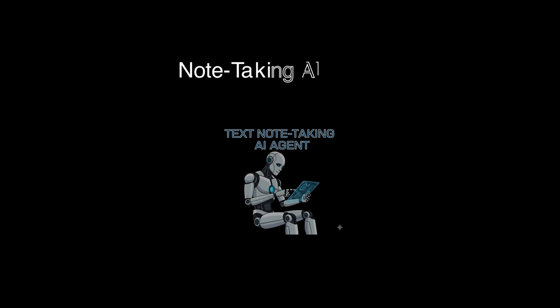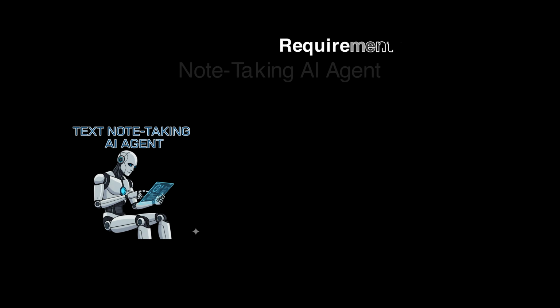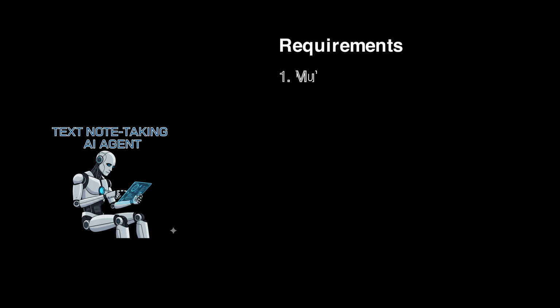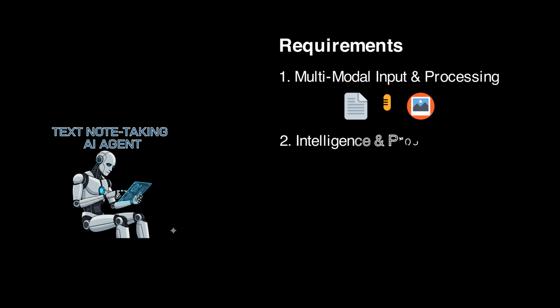Now let's design our system. We'll use a case study, an intelligent note-taking agent. Let's define its core requirements. First, it needs multimodal input. It must take text, audio, and images and automatically transcribe, classify, and format them. Second, intelligence. It must answer questions about our notes using Agentic RAG and take proactive actions like create PDF notes.